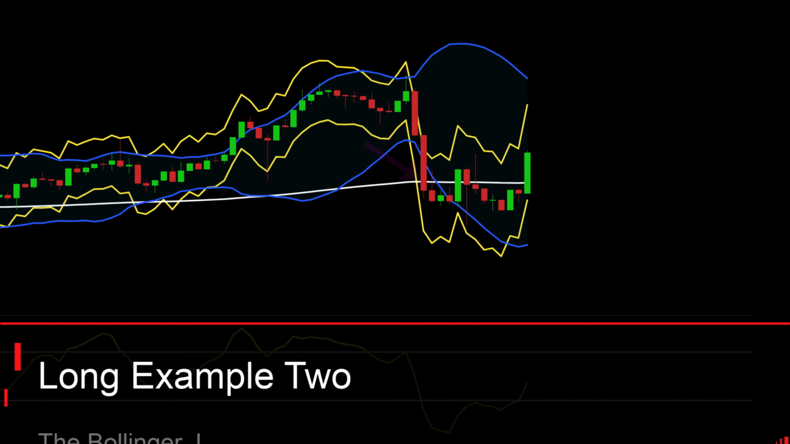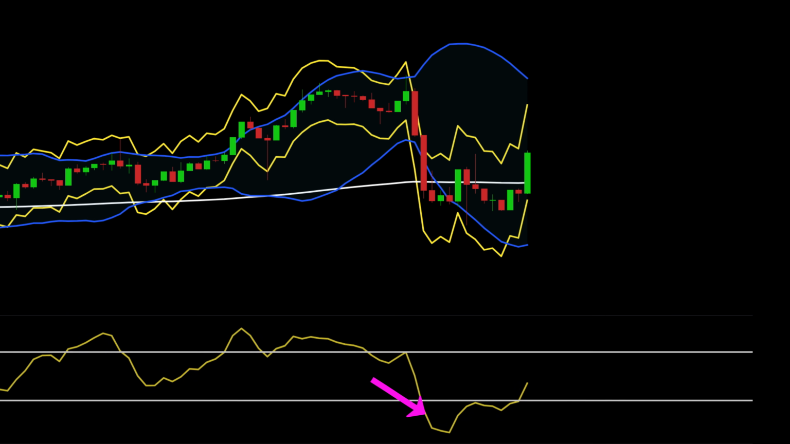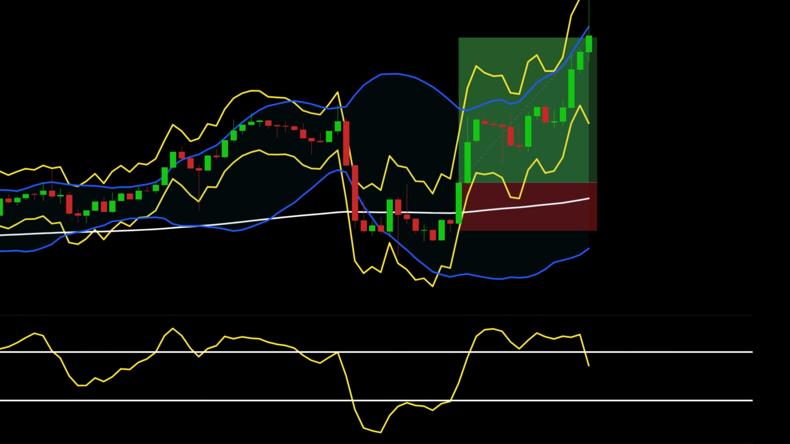I have one more long example. Price closes below the bottom Bollinger Band. Then we can see the KDJ is under the 20 line during the pullback. Price then closes back above the Bollinger Band here. Fourth, the KDJ is now above the 20 line. And finally, price is above the 200 EMA in white. Everything converges on this candle and it serves as our trigger. The stop is placed at the bottom ATR band and 1 to 3 is our target. And long example 2 rapidly hits the target.